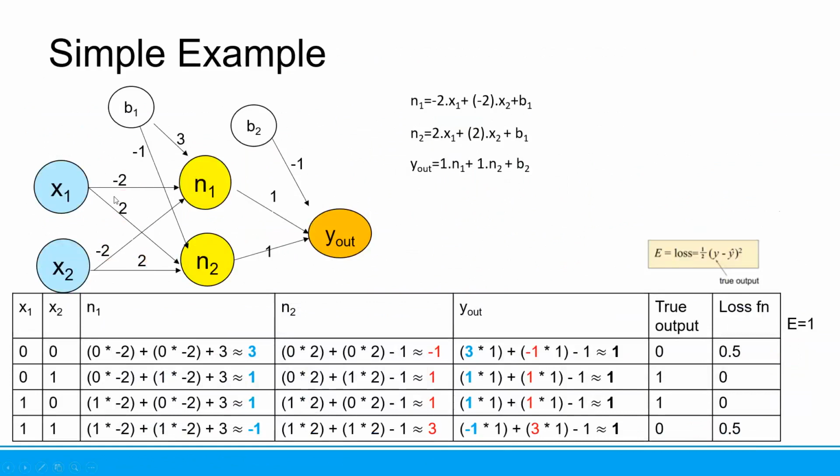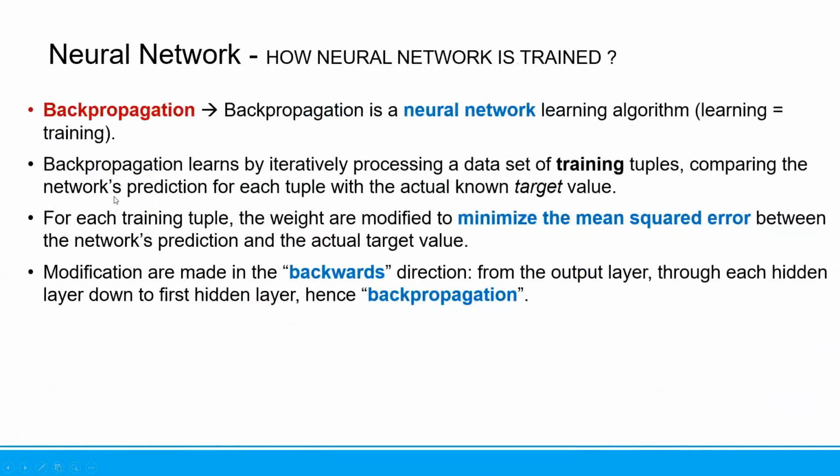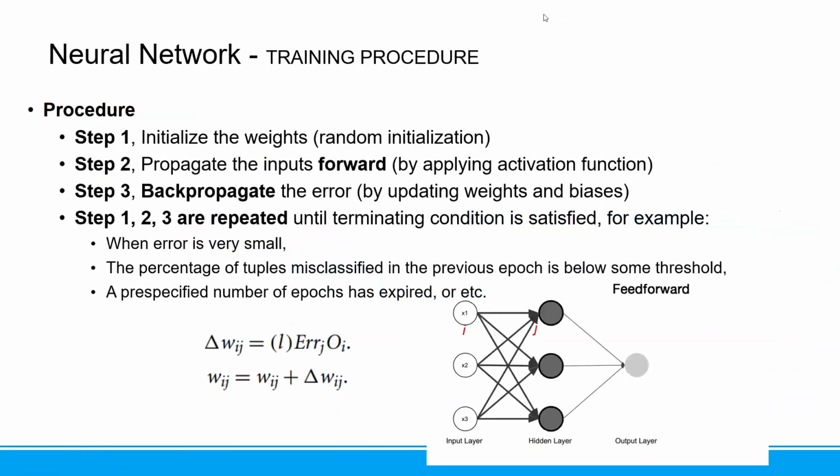And once we have the random values, we will propagate the inputs forward. Propagate means, as you know, we have the input and then we go until the output. If we call it feed forward, then from the input we go forward until the output, and then we can calculate the cost.